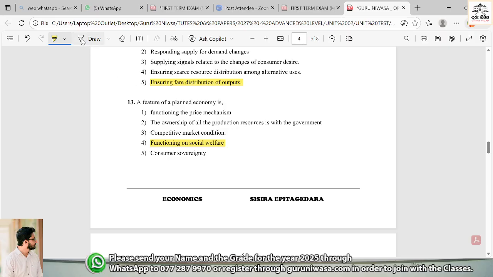Ownership of all production resources is with the government. Sanuli, what do you think about the second answer? Normally, in a planned economy, resources are owned by the government. But the second answer is wrong. Why? Because it says all the production resources. That's the problem. Not all. Only land, capital, and enterprise, entrepreneurship.